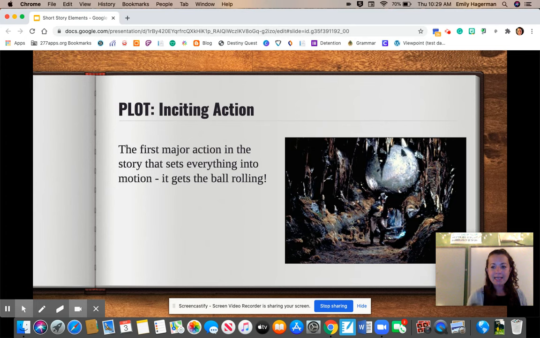Next, we have the inciting action, and that's going to kick off everything else that happens in the story. So if you remember, it was right at the base of the pyramid before we had everything rising up. So inciting action is the first major action in the story. It sets everything into motion, gets the ball rolling. Something has to happen, usually to create a problem or a conflict, so that we have a story to follow.